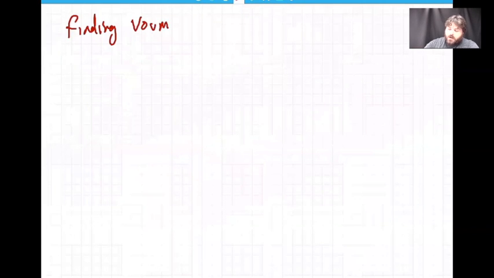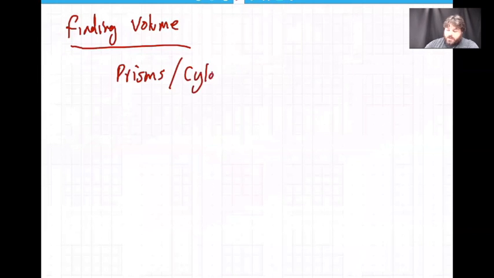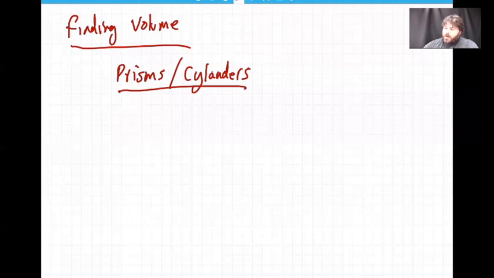All right, so when you're finding volume, it's pretty much the same formula each time, okay? You just have to remember there are 2 types of shapes that you're going to deal with. You're going to be dealing with prisms, and cylinders, when it's a circular base, right? That's the first type. So these look like this, right? This is a prism.